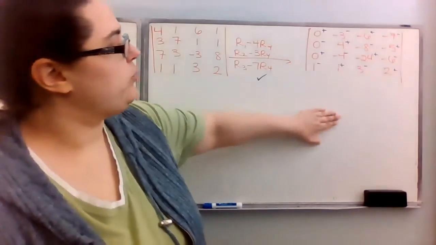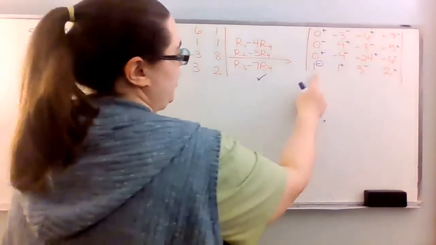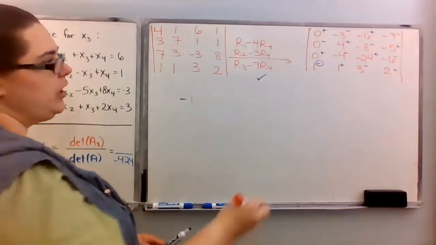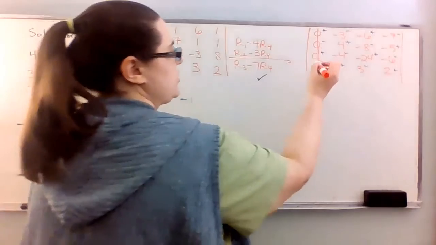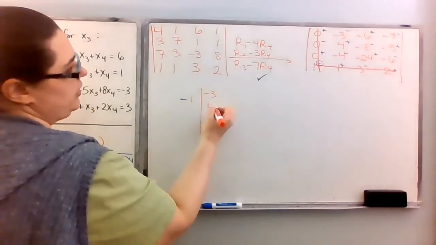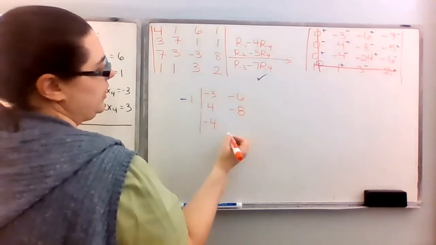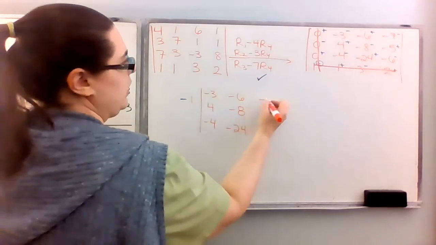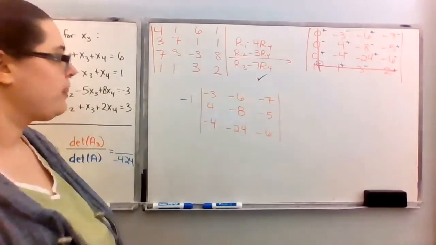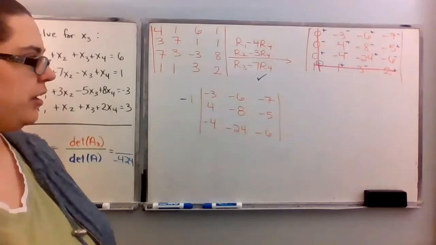So really all that we needed to look at for this one is I'm going to end up with a -1. So I'm going to get a negative times 1. And then I'm going to get rid of this column and this row. So I have -1 times the determinant of -3, 4, -4, -6, -8, -24, -7, -5, and -6. So now I just have to find this 3 by 3 determinant, negate it, and I'll be good to go.